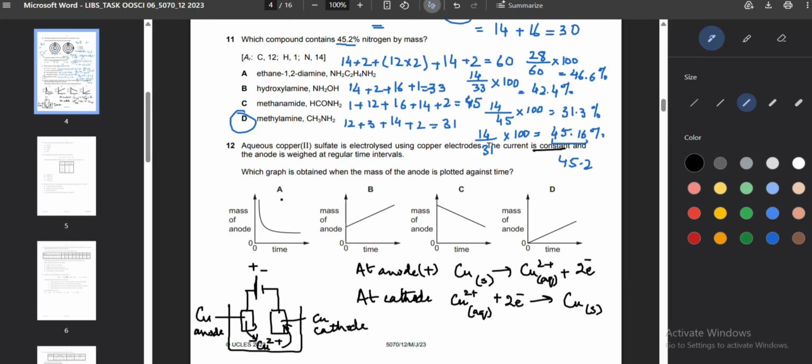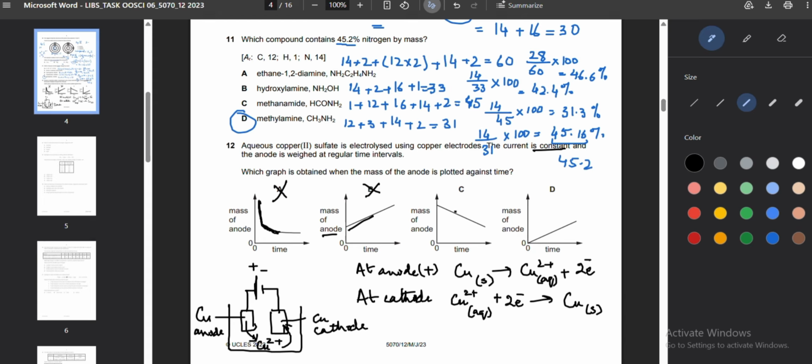If you see the first graph, over here the mass decreases rapidly and then it slows down over here. So this means that the rate is changing, it is not constant, whereas the current that is passed is constant. So that means this is not the correct option. Over here in B, the mass of the anode is increasing. On the other hand, the anode loses mass, it does not gain mass. So B option is also not correct.